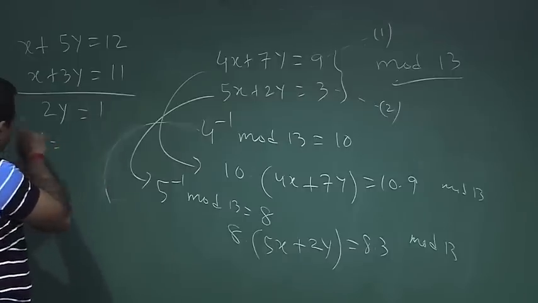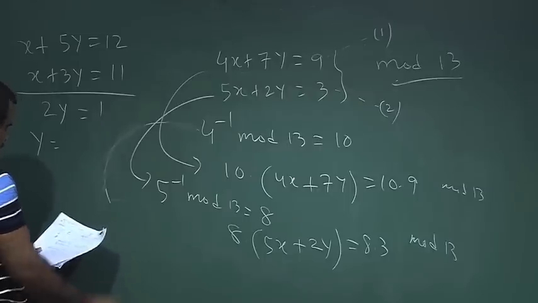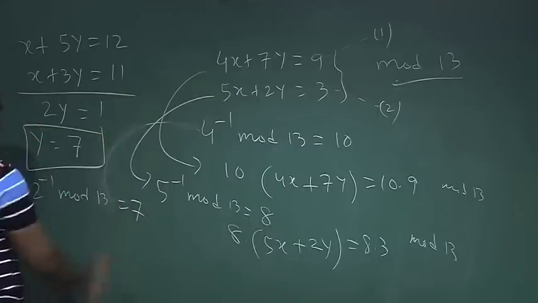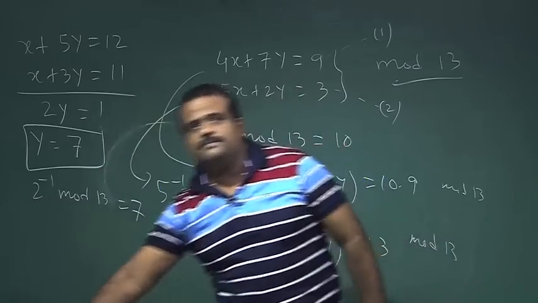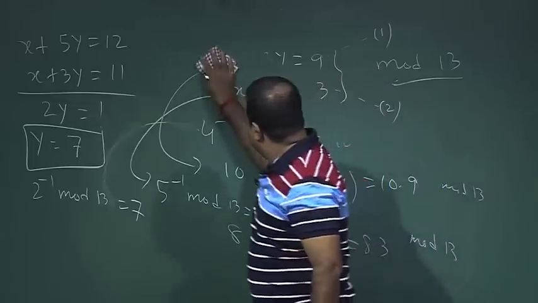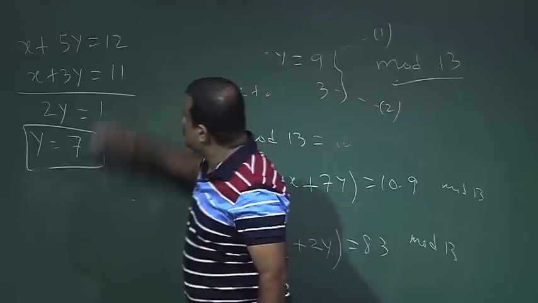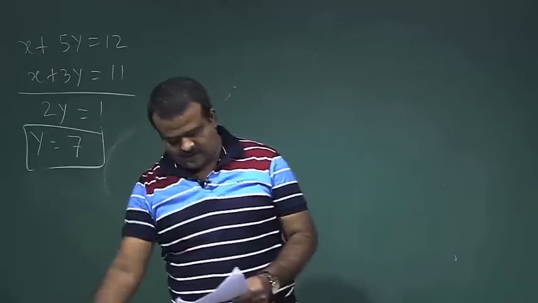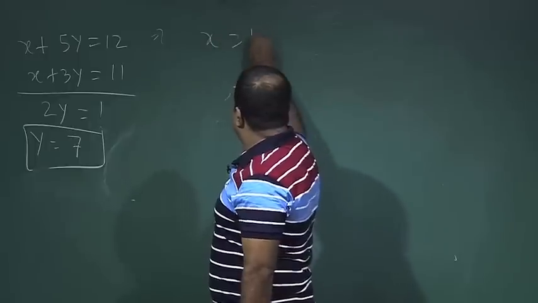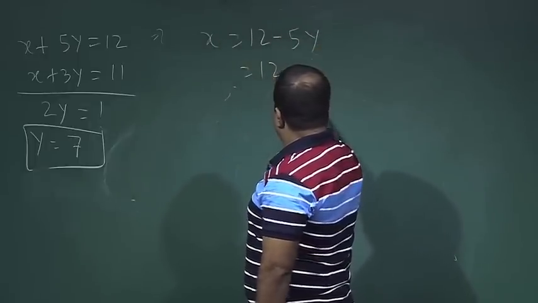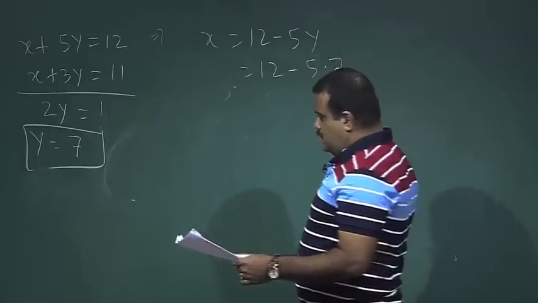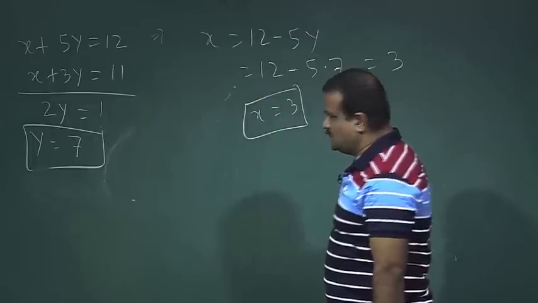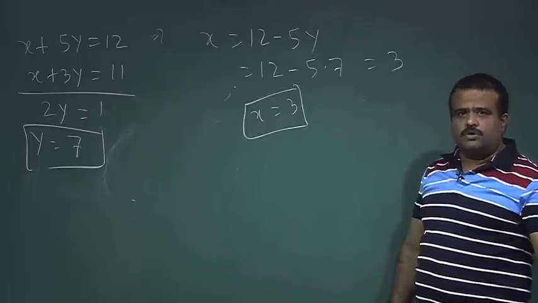Now, y is equal to 2 inverse mod 13, and 2 inverse mod 13 is basically 7. So we got y as 7. Once we have y, we can put this value into one of these equations and get x. From here, x is basically 12 minus 5y, so 12 minus 5 into 7 under mod 13. This gives us 3. So we got x equal to 3, which is the solution of this system of equations modulo 13.